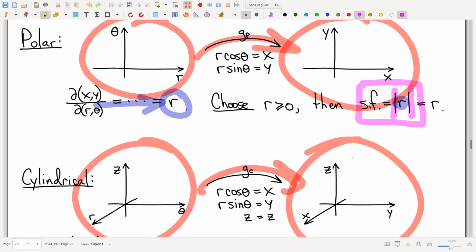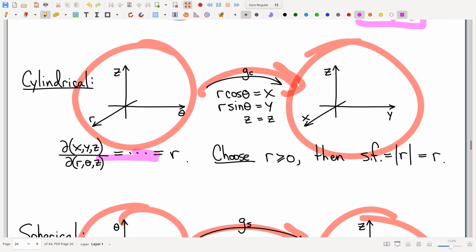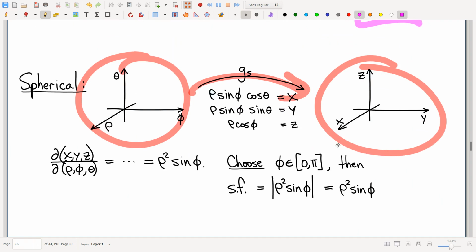Likewise, cylindrical coordinates, and so on. Now, this is a 3x3 matrix, but there are several zeros in here. This determinant ends up being basically the same computation as polar, not surprisingly. And so, again, the stretching factor is going to be the absolute value of that. And then the one that's a little bit different, spherical coordinates.